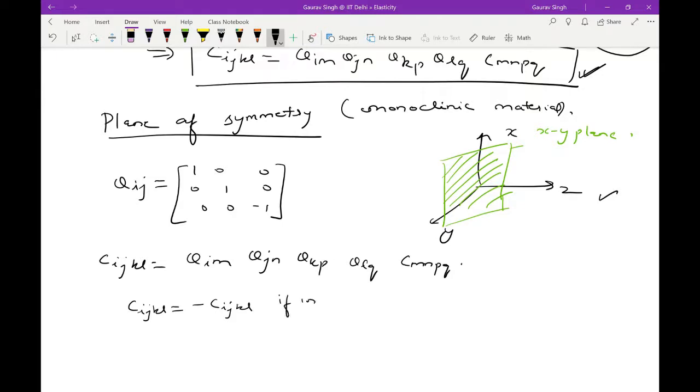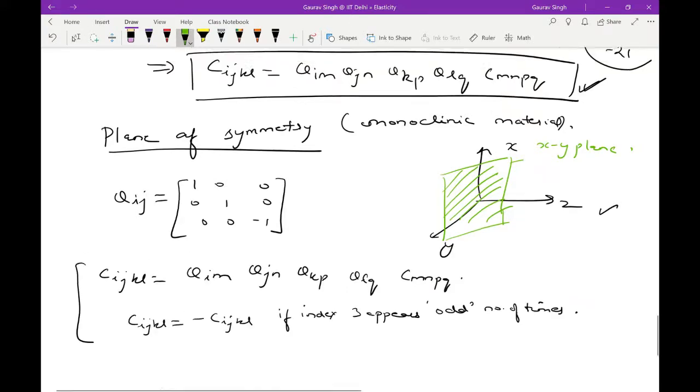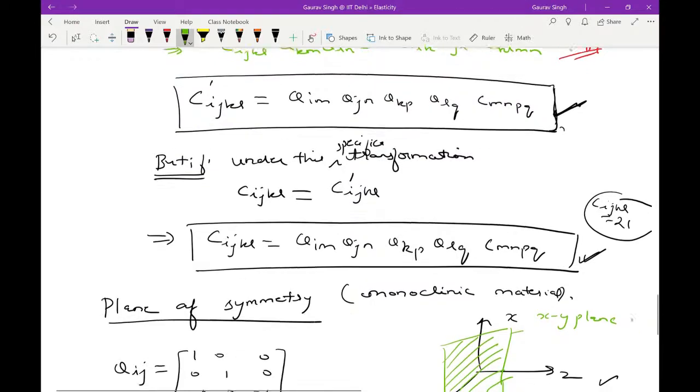if index 3 appears an odd number of times, like once or thrice. Now we want to check this claim. Of course there are many ways to do it, but we are taking the easiest way of checking.